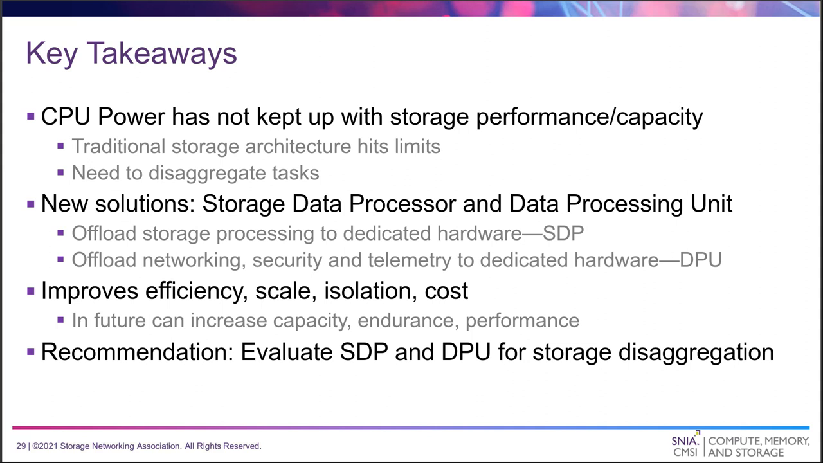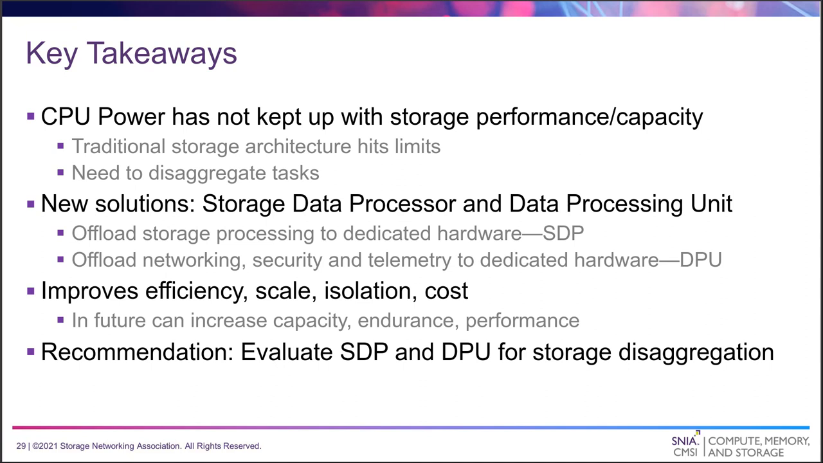The key takeaways. So what did we discuss today? Well, first of all, CPU power has not kept up with storage performance or storage capacity. So when you had hard drives, the capacity kept going up, but the relative performance per terabyte was actually going down. So the CPUs didn't have any trouble keeping up with the performance of hard drives.